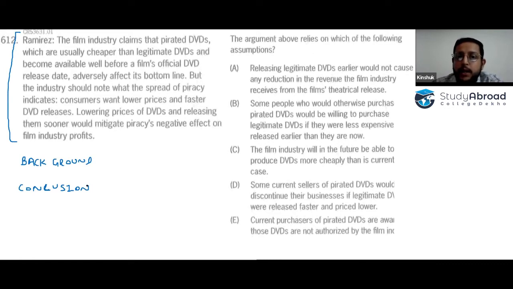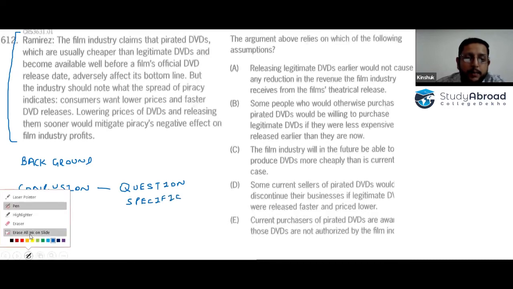So what is our strategy here? When we are reading the argument, we'll find out what is the conclusion, right? And remember that our conclusion has to be question specific. So what is the question going for? From there you'll understand what kind of conclusion we are looking for, right? So let us start off with the question.